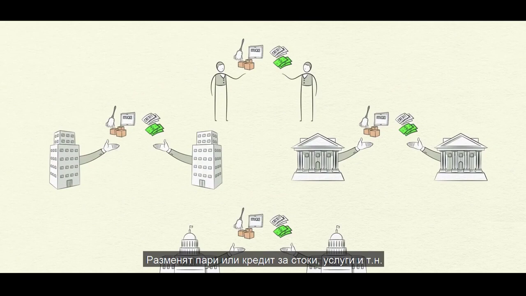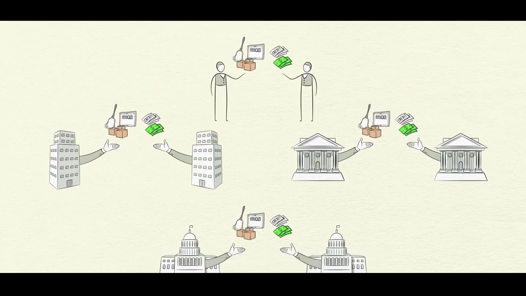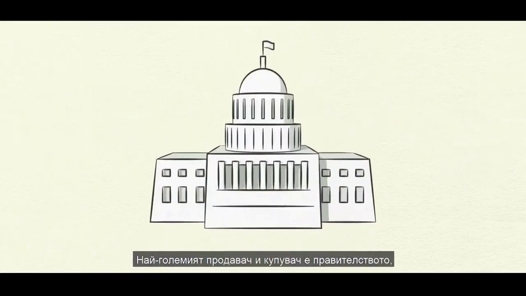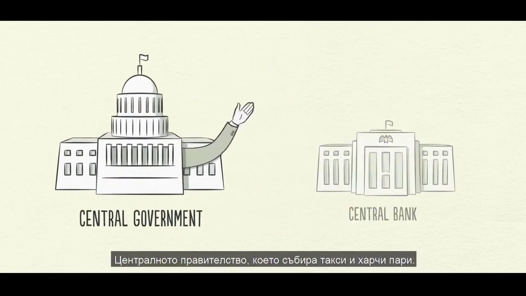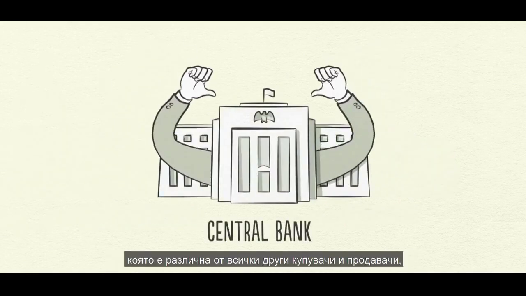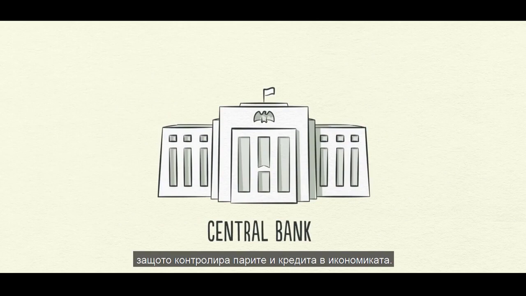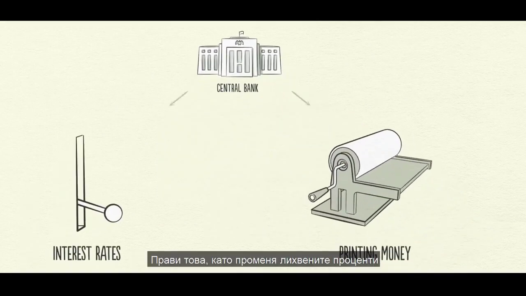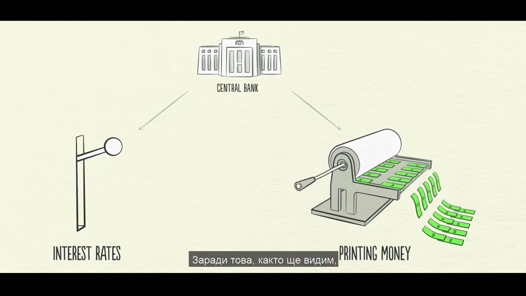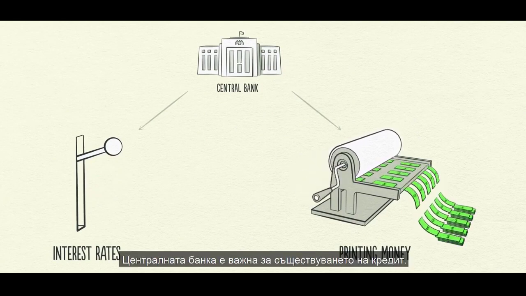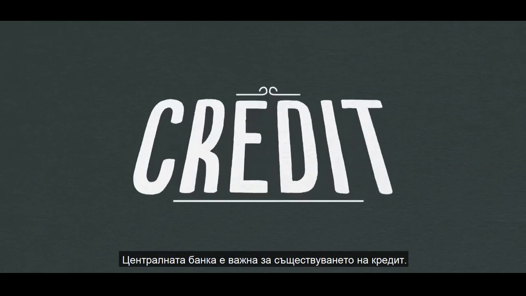exchanging money and credit for goods, services, and financial assets. The biggest buyer and seller is the government, which consists of two important parts: a central government that collects taxes and spends money, and a central bank, which is different from other buyers and sellers because it controls the amount of money and credit in the economy. It does this by influencing interest rates and printing new money. For these reasons, as we'll see, the central bank is an important player in the flow of credit.